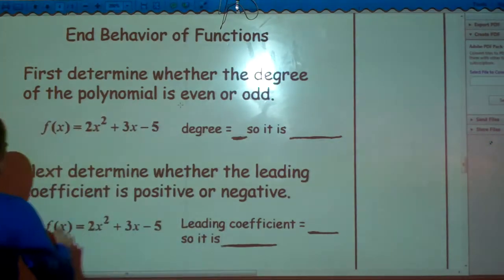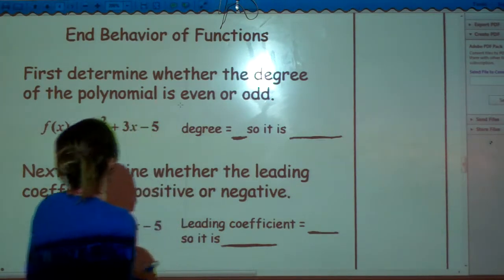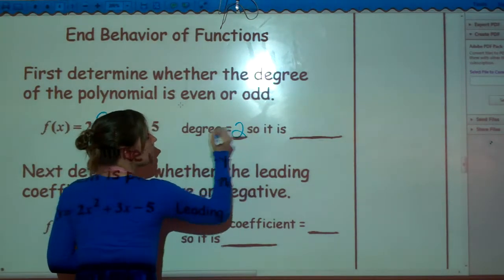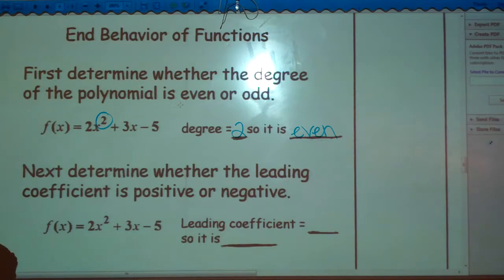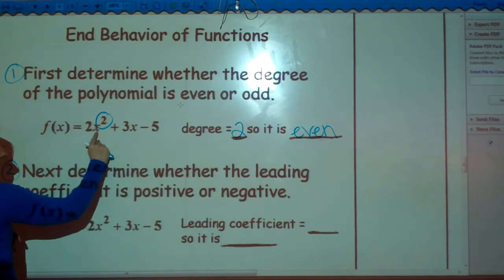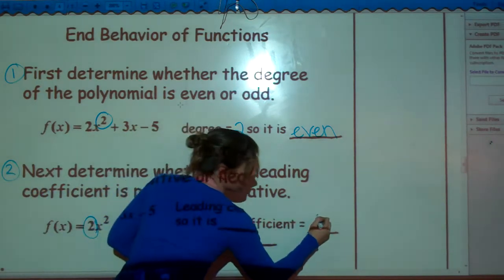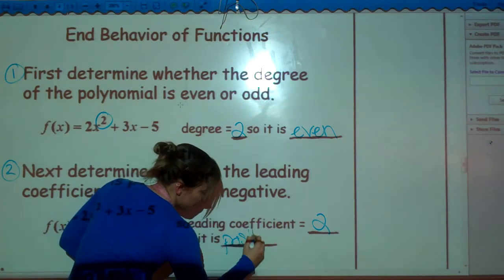Okay, so it says, first determine whether the degree of the polynomial is even or odd, okay? The degree is the highest power. So when you look here, the highest power is 2. That means the degree is 2, so it is even. Next, determine whether the leading coefficient is positive or negative. Leading means the highest power, the number in front. So this number in front is a 2. So the leading coefficient is 2, and it is positive.